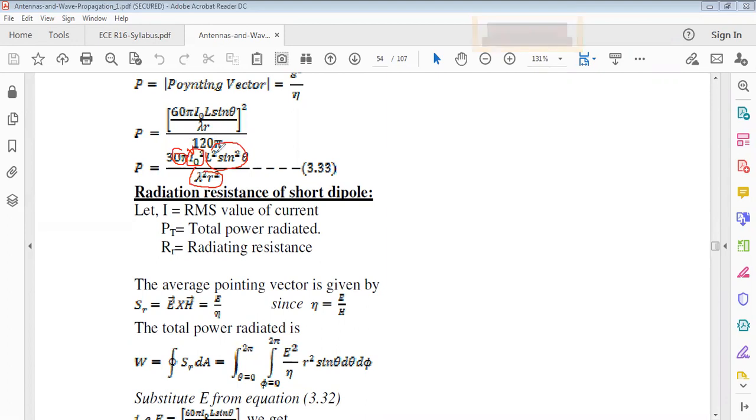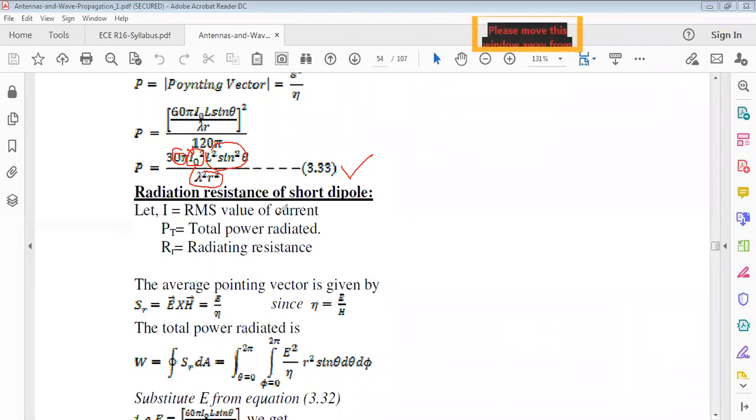This is the I square, and the remaining terms give us the resistance, so I square R. Then how do you find the radiation resistance? P equals I square R, the combination is like here. That is why if I divide this power by I naught square, it gives us the radiation resistance. This is the expression for radiated power, and by dividing the expression with I naught square on both sides, it gives us the radiation resistance of the short dipole.